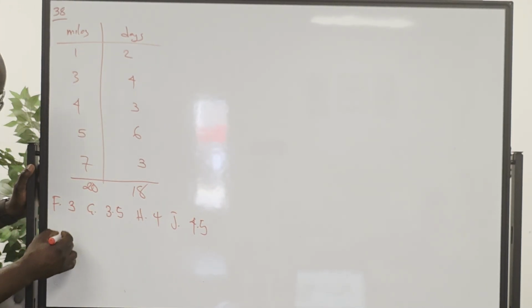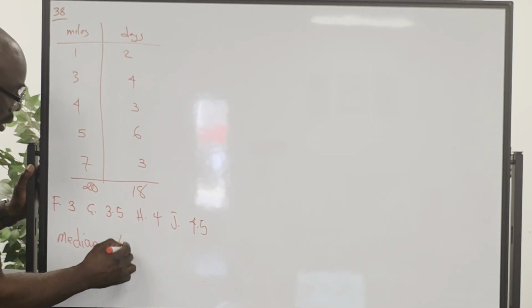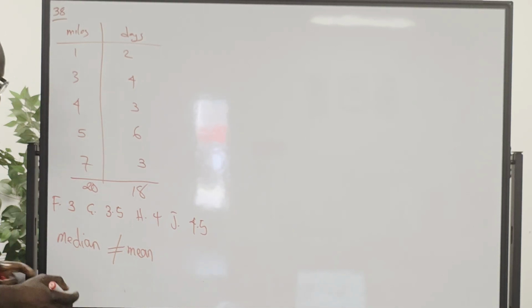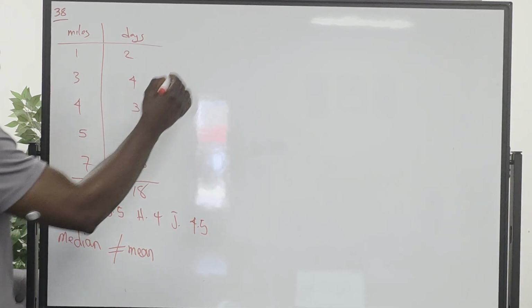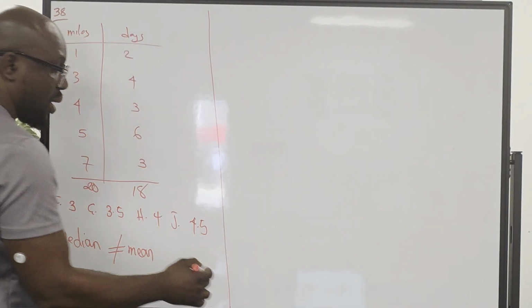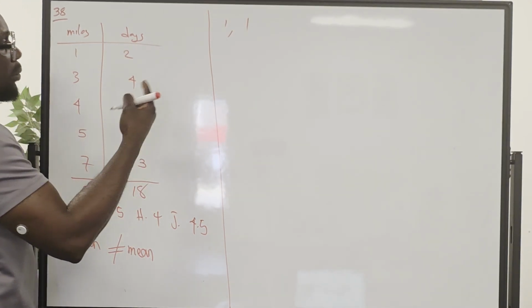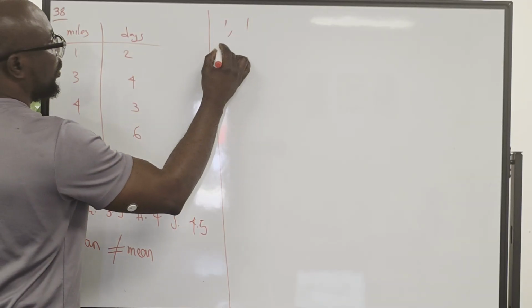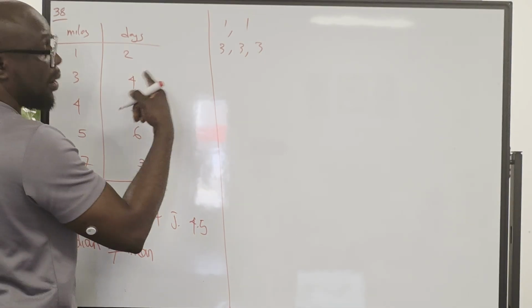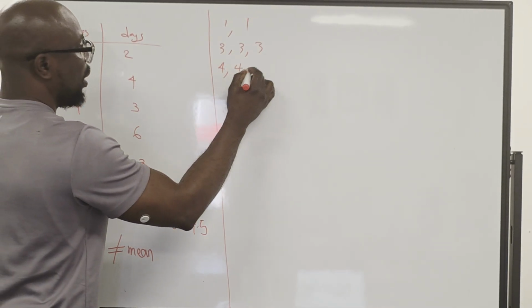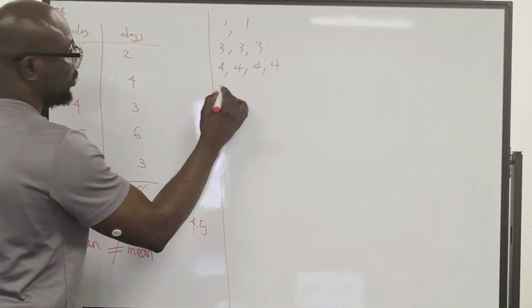Now, we're looking for the median. Don't forget that median is not mean. So don't think that when I say median, you're asking for the mean. It's not mean. So the way you answer this, give it a quick one. Day number 2, you have an average of 1, right? Day number 4, you have 3, 3, 3. Day number 3, you have 4, an average of 4 miles. Day number 6, you get an average of 5 miles.